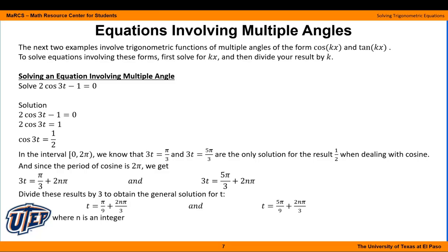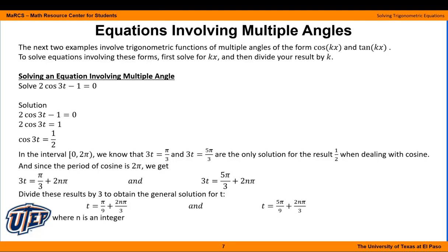Now we turn our attention to equations involving multiple angles. Notice that the trigonometric function contains 3t rather than simply t. A common mistake is dividing by 3 immediately. Instead, treat 3t as a single angle and solve the trigonometric equation first. Once we determine the general solution for 3t, we divide everything by 3 to obtain the solution for t. Following this procedure helps keep the work organized and reduces mistakes.